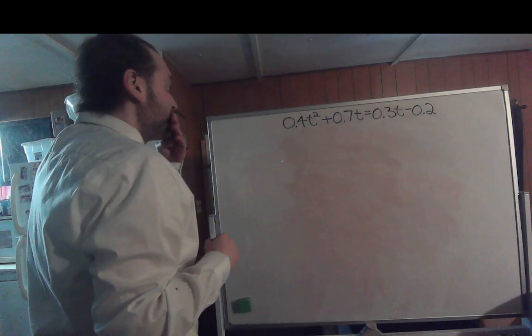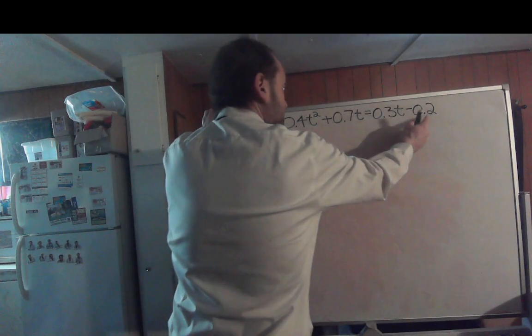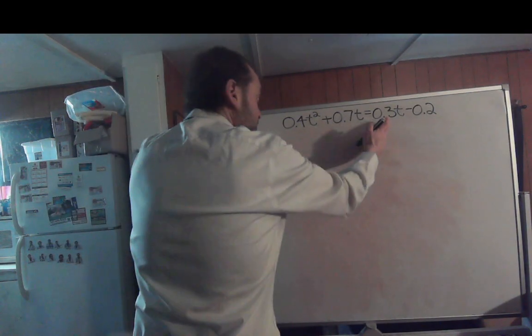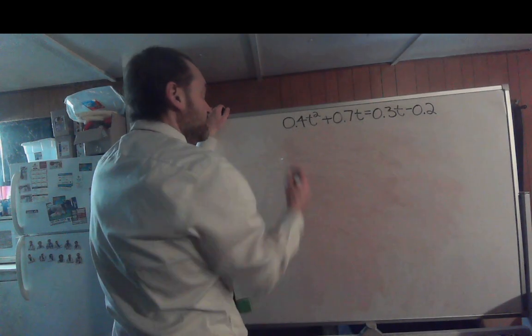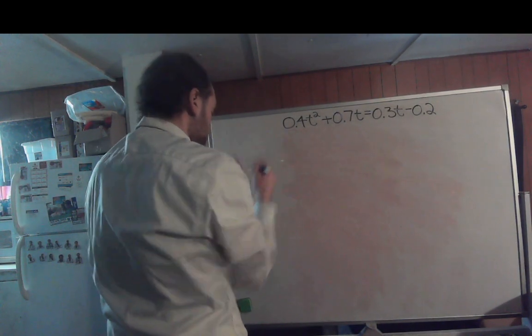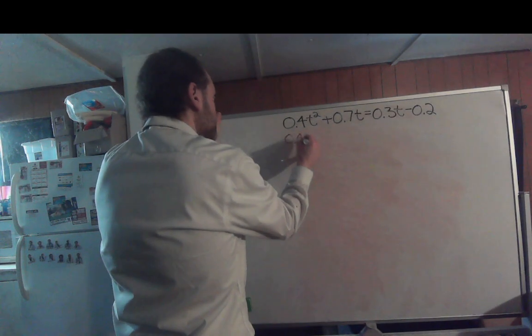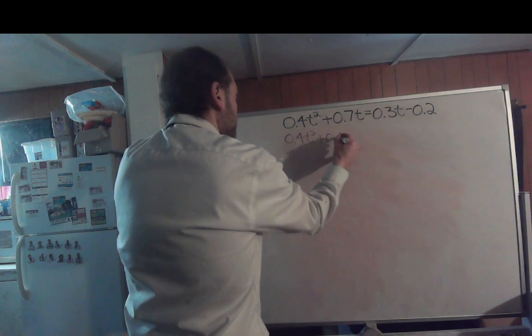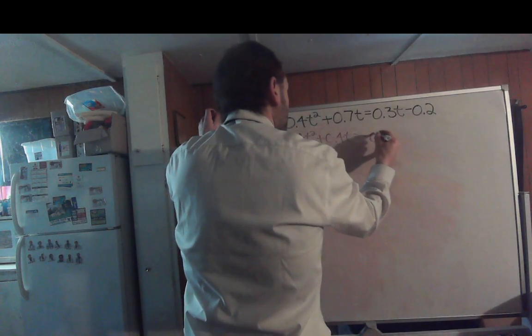Alright, well, one thing going for us, the constant term is on the right-hand side. But we need to get the variable term out of the right-hand side, so subtract 0.3 t from both sides. You would end up getting 0.4 t squared plus 0.4 t would end up equaling negative 0.2.